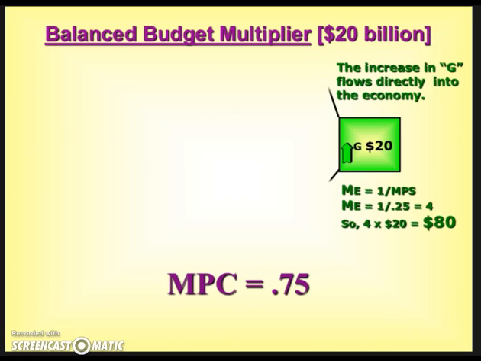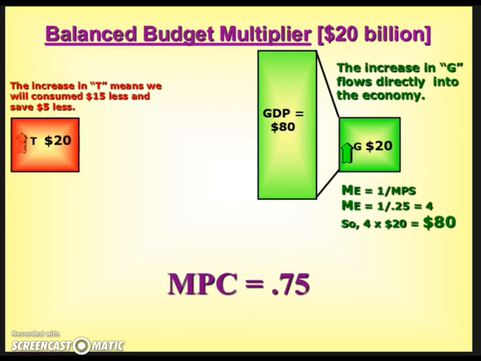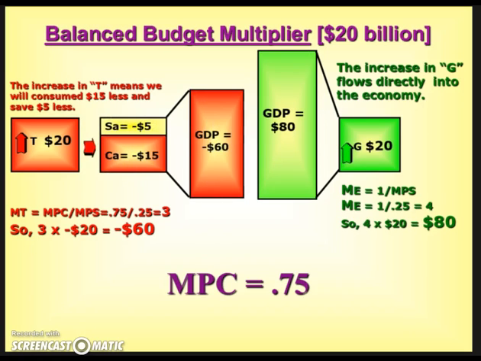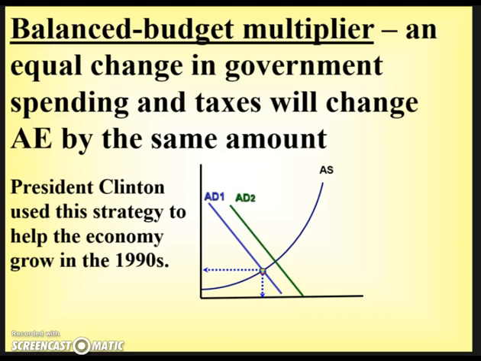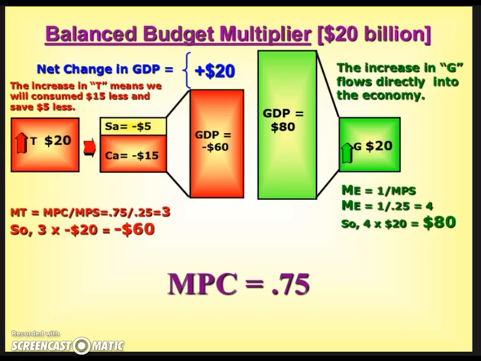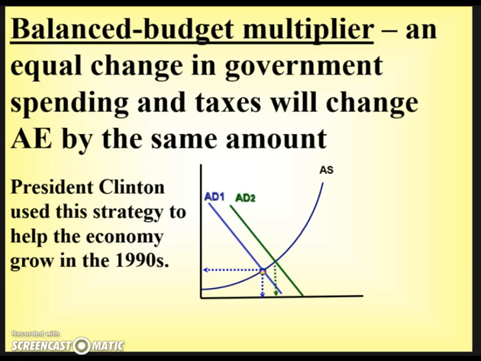The balanced budget multiplier. The balanced budget multiplier: an equal change in government spending and taxes will change aggregate expenditures, or total spending, by the same amount. President Clinton used this strategy to help the economy grow in the 90s.